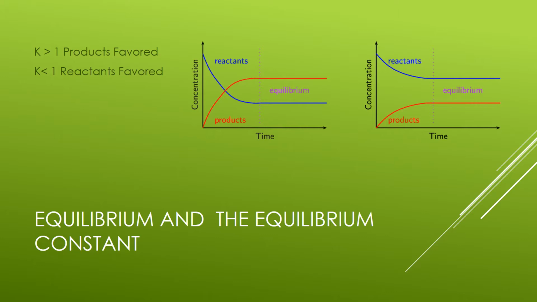If I look at my concentration versus time graph, my reactants decrease their concentration over time and my products increase their concentration over time. The time in which equilibrium is established is when both the reactants and products flatline. So that is the time in which equilibrium is established.